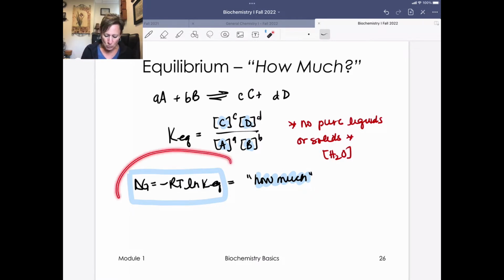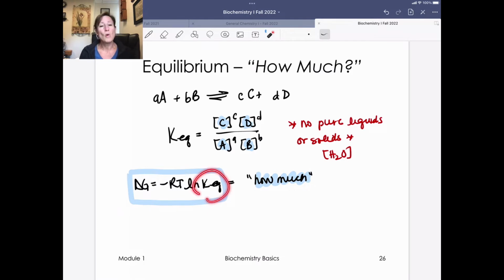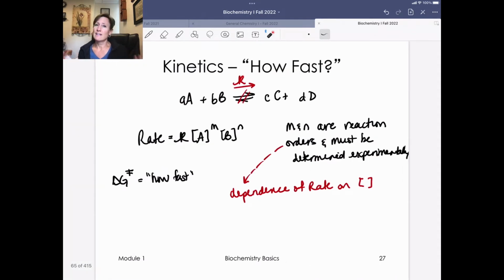And why this is important for our thermodynamics piece of how much and whether is we can use this thermodynamics equation to relate the spontaneity of a process, delta G, to quantities, or how much. And we highlighted that kinetics is very different from thermodynamics. Kinetics doesn't tell us whether or how much, it tells us how fast a process will occur.